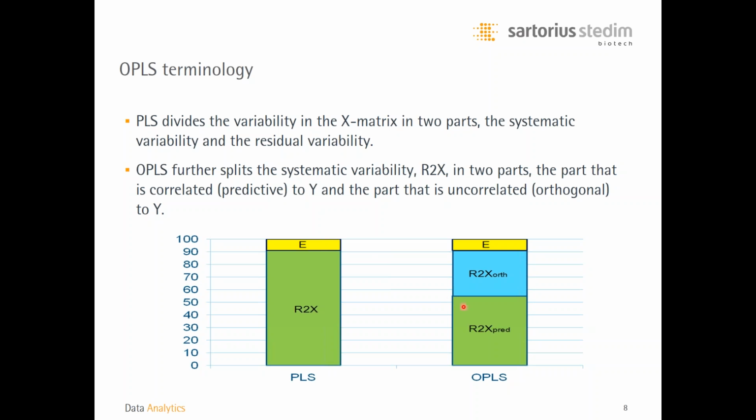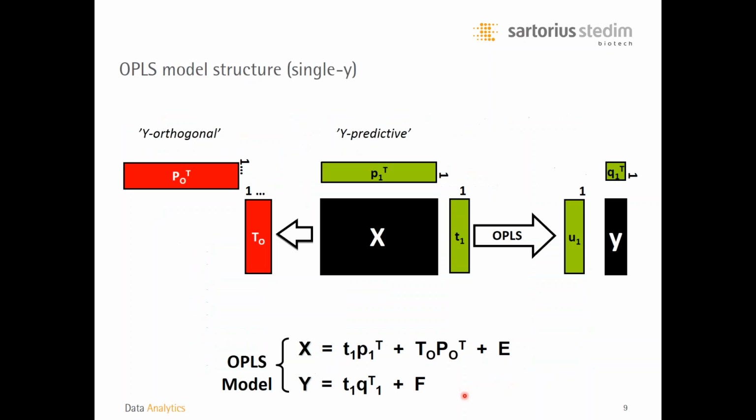OPLS has an ability to further split this systematic variability R square X in two parts. The part that is correlated or predictive to the Y, R square X pred, and the part that is not correlated, that is orthogonal to the Y. Sometimes this blue field here, the R square X orth, is 0, and then OPLS goes back and becomes equivalent to the PLS model. This ability of OPLS to divide the variance of the X block in three parts also has consequences for the model structure.